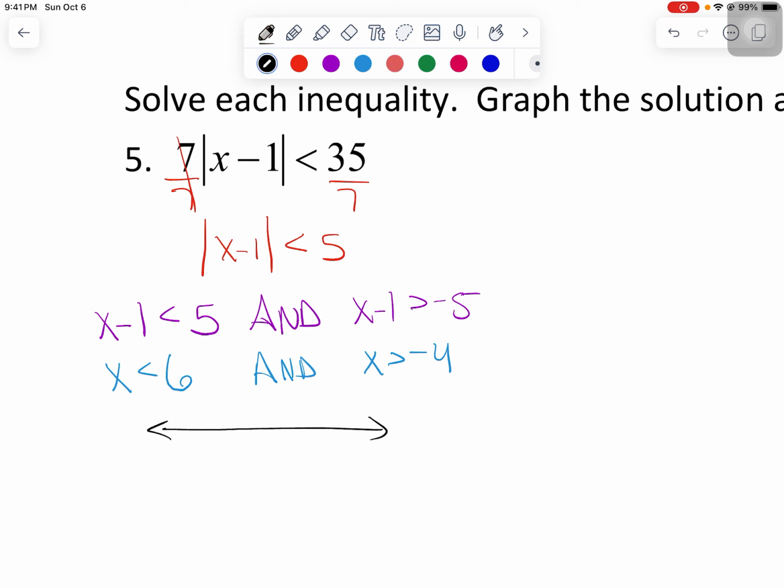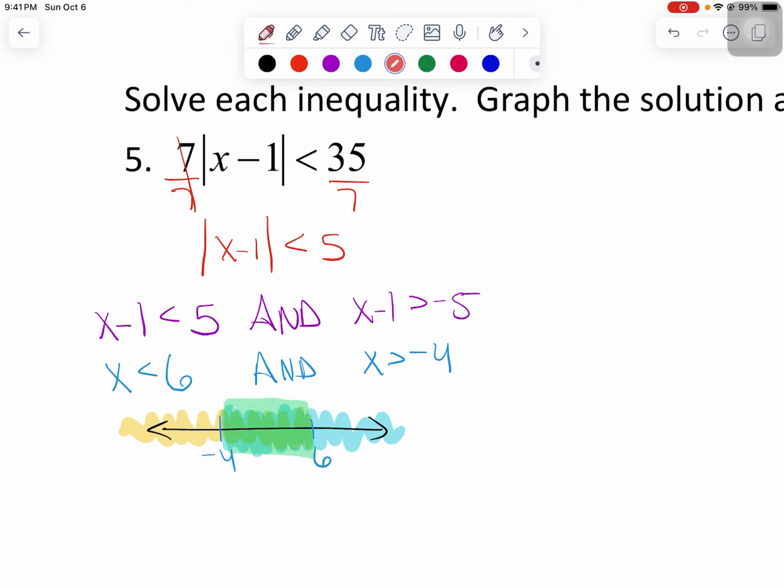Graph it. Only 2 things that I care about in this number line are the negative 4 here, positive 6 here. If x is less than 6, let me grab my shading here. I'm going to do yellow and blue make green. So x is less than 6, so from 6, I'm going to shade less than that. And then from x is greater than negative 4, I'm going to start at negative 4 and shade to the right. So this set right here, this overlap, is what I'm looking for.